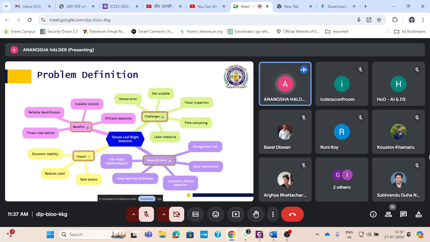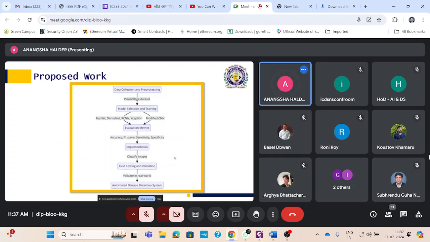Then, what we are aiming for is CNN model implementation, deep learning techniques, automatic disease detection, early intervention, and management too. And the challenges that can mainly be faced while doing this research are human error while collecting the datasets, maybe it cannot be very scalable, then visual inspection is time consuming and labor intensive.